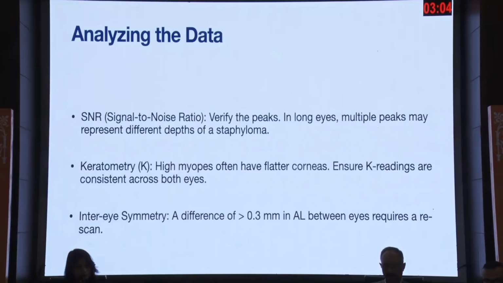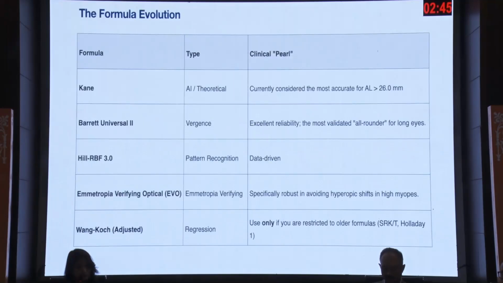Whether it is from the retina or from the vitreous, we don't know, so we have to analyze it also. And then high myopes often have flatter corneas, so we have to ensure the K readings are consistent in both eyes. If the inter-eye asymmetry is more than 3 millimeter, repeat the scans also. So now coming to the formulas which need to be used in these long eyes. The Kane formula is AI based, currently considered the most accurate in eyes with axial length more than 26 millimeter. Then Barrett's Universal 2, with excellent reliability, which many of us are using.